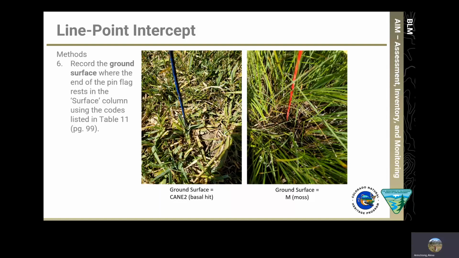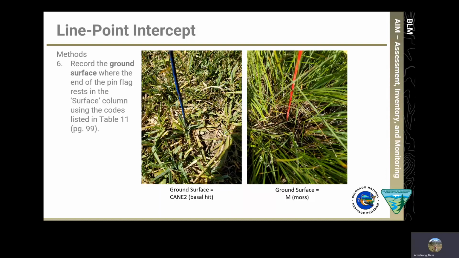If either moss or a vascular species is recorded as a basal hit, it should also be recorded as a foliar hit in the top layer or lower layers columns. If the end of the pin rests on lichen crust, organic soil, mineral soil, woody litter, or rock, please list the appropriate ground surface code from Table 11. Water can also be listed as a ground surface code, but only if the water depth is greater than 50 centimeters.